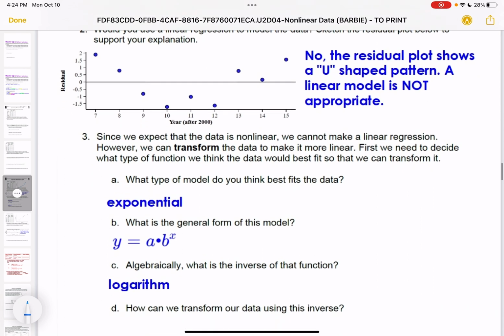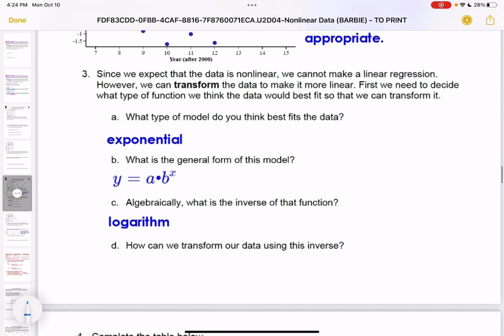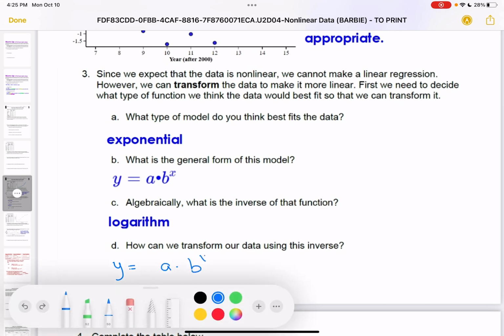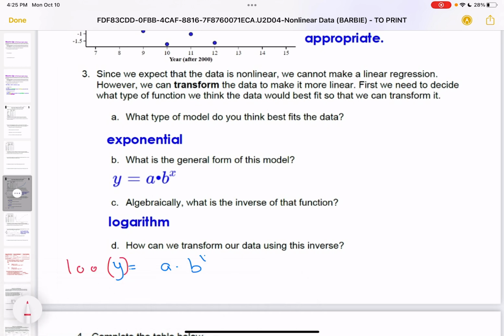So we're going to have to do a little bit of math here in order to transform our data using that inverse. So first thing I'm going to do is just rewrite my equation, y equals a times b to the x power. But in order to use the inverse, we're going to need to take the log of both sides. So if I take the log of the left and the log of the right, I lost a little bit of my x there for some reason. So log of the left, log of the right.